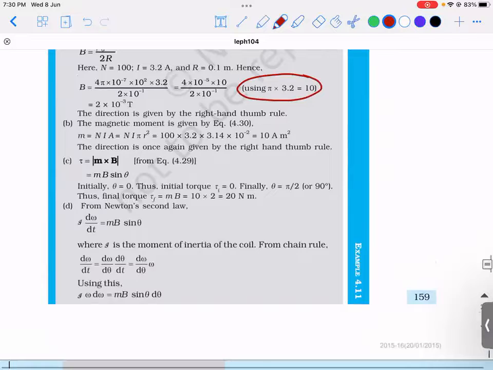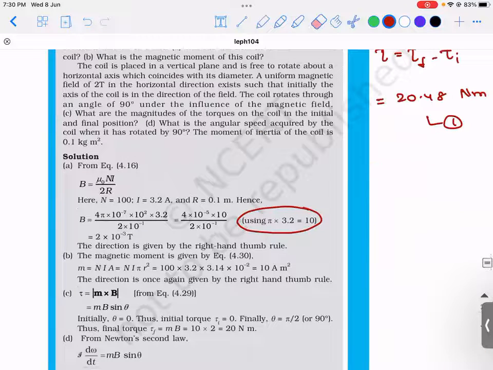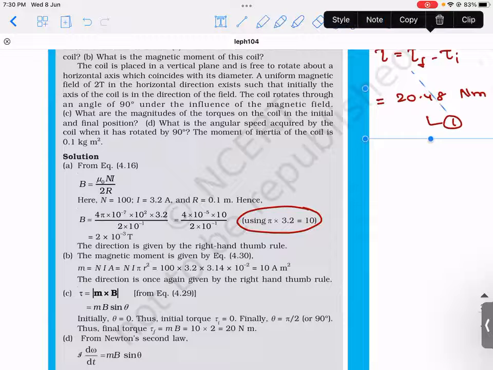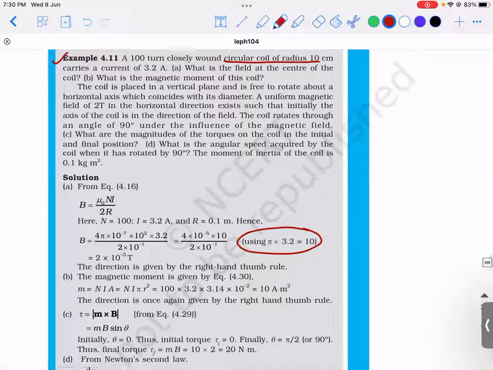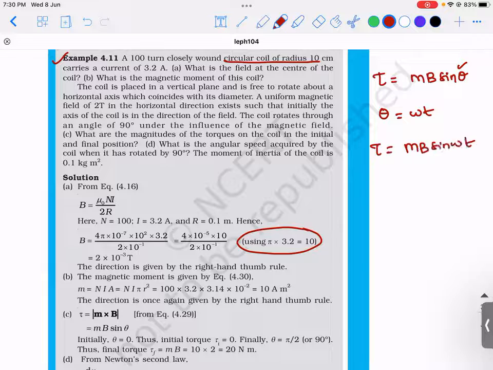But here you need to be careful with one thing, that you cannot take the final. I need to correct my statement. So there's actually a concept. We know that torque is equal to mB sin theta, correct? So current is constant, area is constant, so magnetic dipole moment is constant, and uniform magnetic field B is a constant. But if you observe theta, theta is not a constant. So theta is equal to omega t. So torque will be equal to mB sine of omega t. But torque can also be written as I alpha.